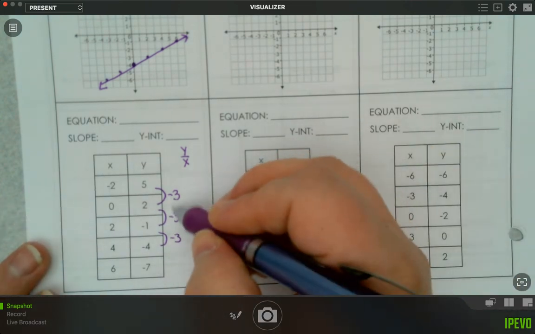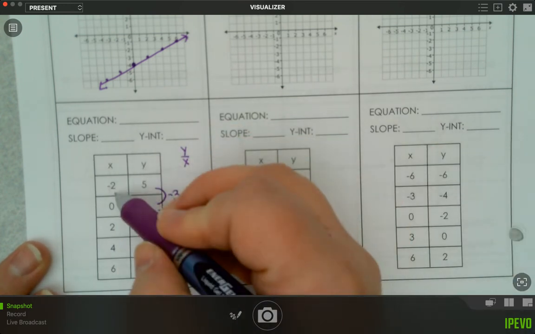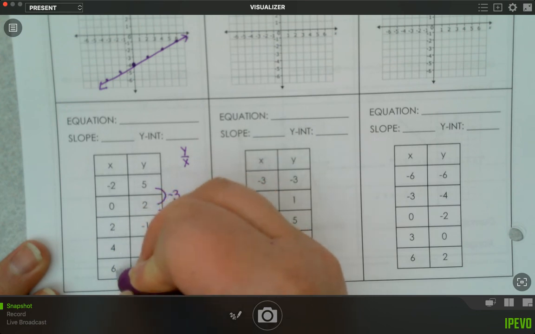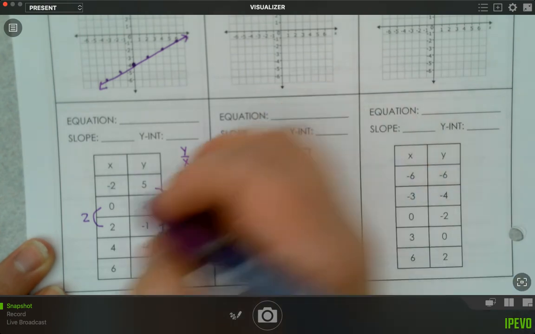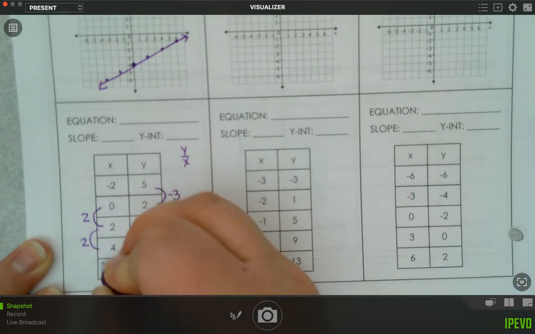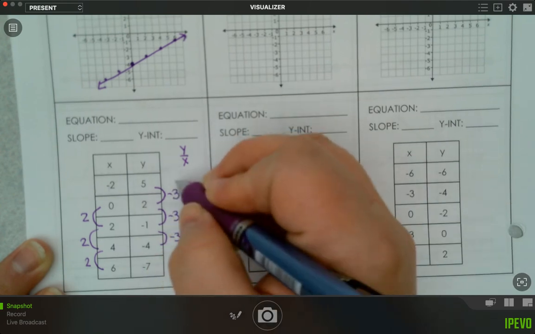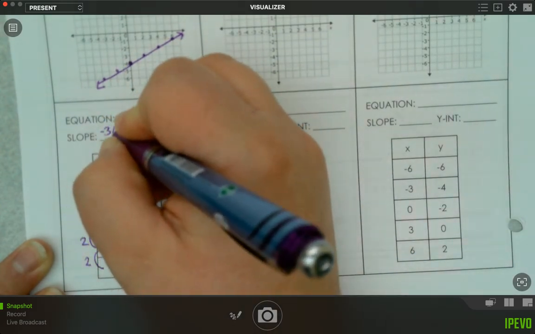It's a good idea to keep checking all the way down the table so you make sure you didn't make a mistake. Over here, the x's are going 0, 2, 4, 6. That's going up by 2. So my slope is the y over the x, -3 halves.